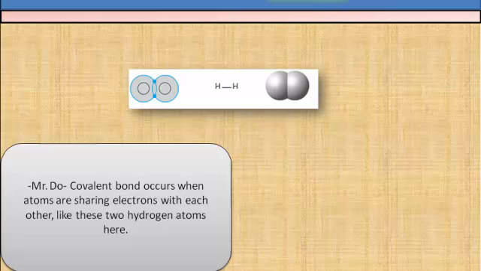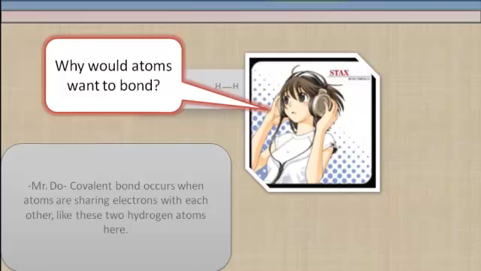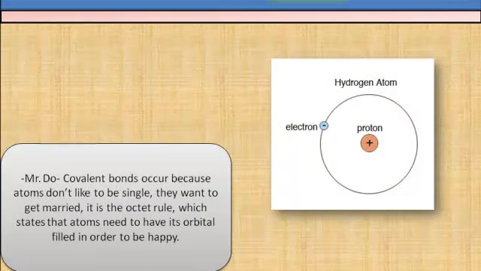A covalent bond occurs when atoms are sharing electrons with each other, like these two hydrogen atoms here. Covalent bonds occur because atoms don't like to be single. They want to get married. It's the octet rule, which states that an atom needs to have its orbital filled in order to be happy.